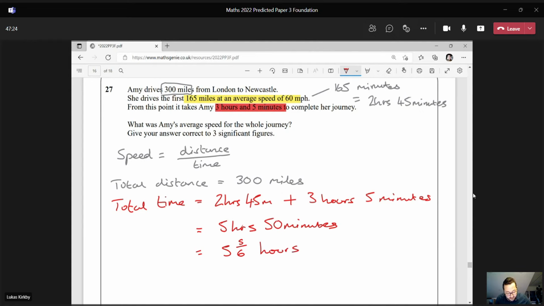Okay, so finally then, we want the average speed. So average speed is distance, which is 300, divided by time, which is 5 and 5/6. So I type that in my calculator. So 300 divided by 5 and 5/6. And I'm ending up with 51 point something, and we want 3 significant figures, so that's just 51.4 miles per hour.